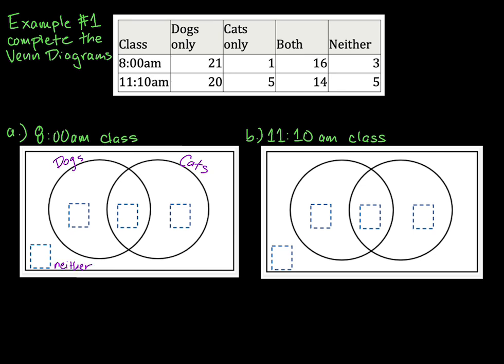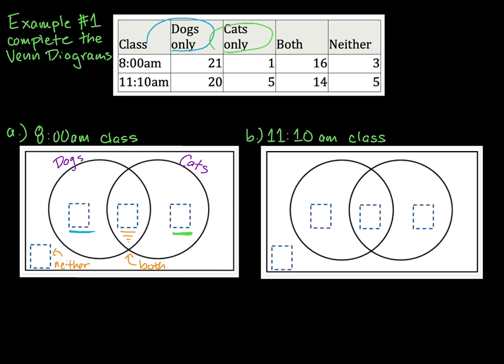You don't have to write this. Actually, I'll use a different color because it's something you don't have to write. Neither. So you don't have to write this, I'm just pointing it out. And this right here is going to be for both. So that means that right here is going to be only dogs. And I guess right here is going to be only cats.